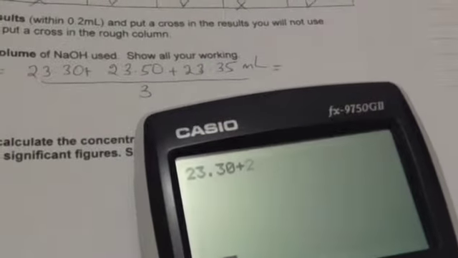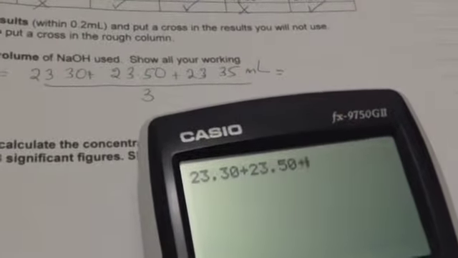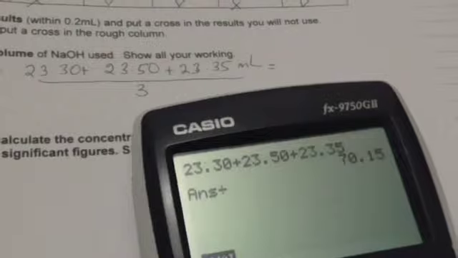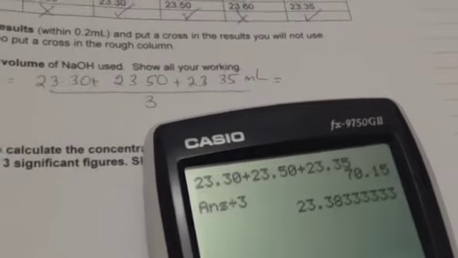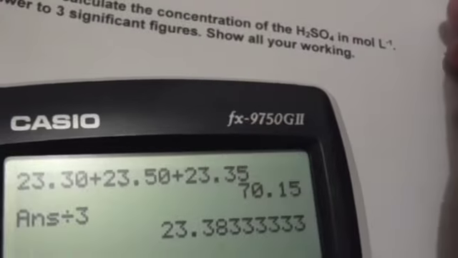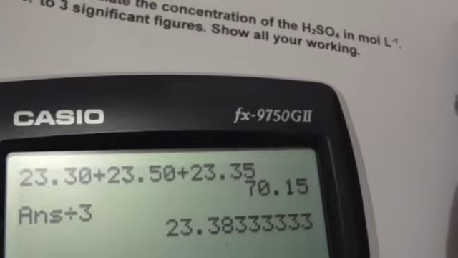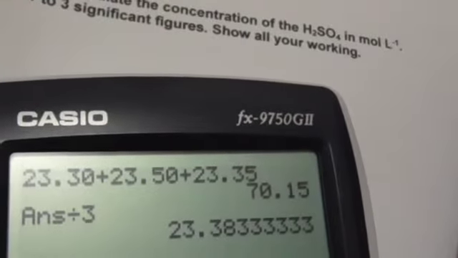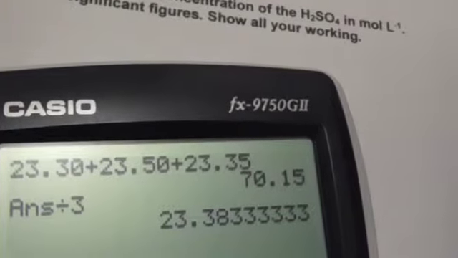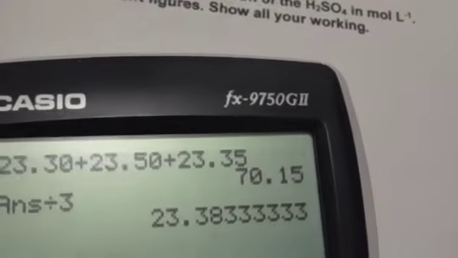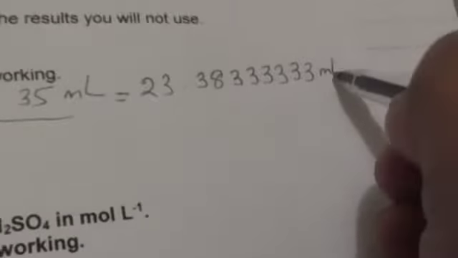23.30 plus 23.50 plus 23.35 is equal to, divide that by 3, and the answer I have here is 23.38333333. So there's actually 6 3's there. 1, 2, 3, 4, 5, 6.38. Okay.